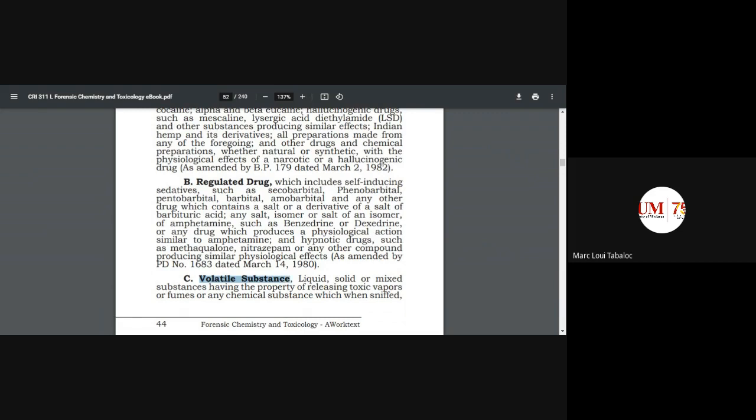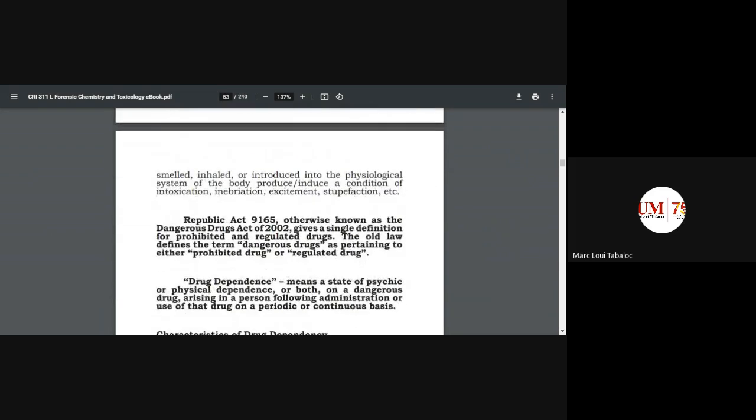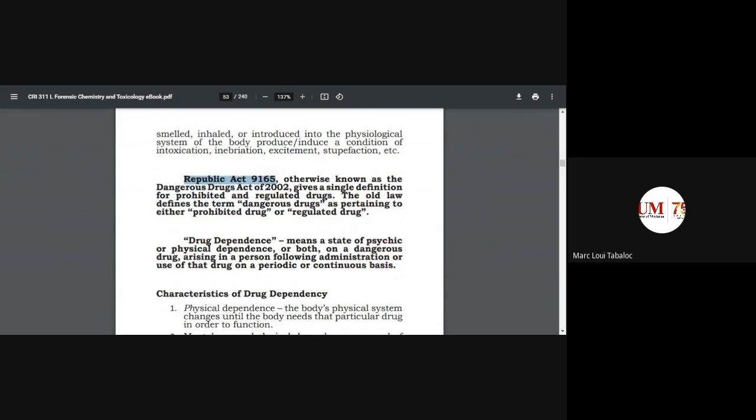Kasi, hindi naman sila drugs ang purpose nito. Basically, substances na toxic ito na ginagamit for other purposes. Generally, itong mga volatile substances, hinihit-hit, sniffed, of course, smelled, inhaled, and then introduced into the body. With regards to RA 9165 or yung Comprehensive Dangerous Drugs Act of 2002, yung prohibited at regulated drug, of course, mas binigyang diin yung terms na yon. For prohibited drugs, dangerous drugs. For regulated drugs, merong regulated drugs na dangerous din.